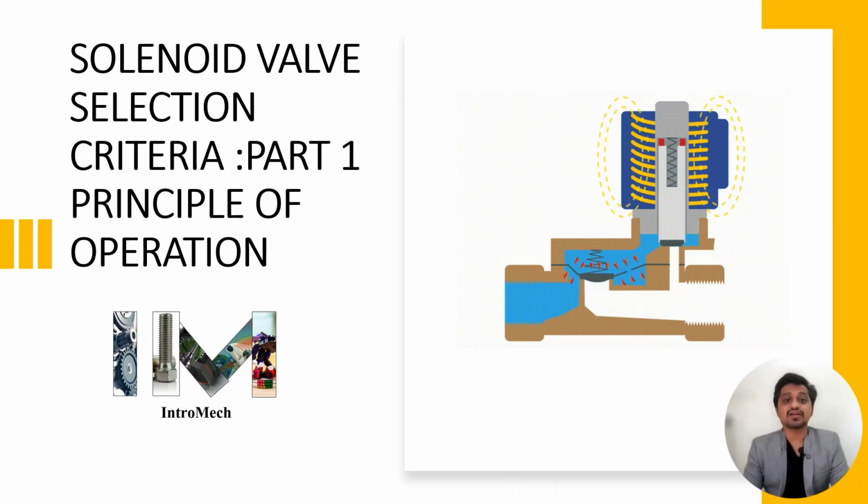So guys, we have started our new series regarding the selection criteria of solenoid valves. There are many parameters based on which we can select our solenoid valve. We should know about all these parameters, how these parameters will affect our application and all those things. So today we will see the principle of operation. That means based on the principle of operation, what are the broad types of solenoid valves, what is their working principle, and all those things in detail. So without wasting time, let's get started.